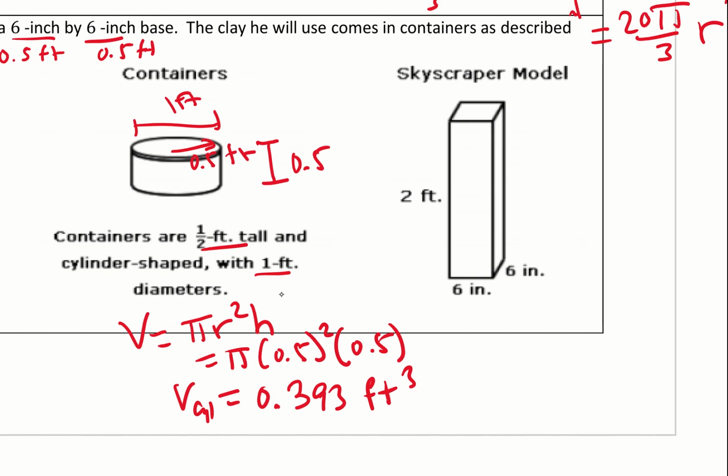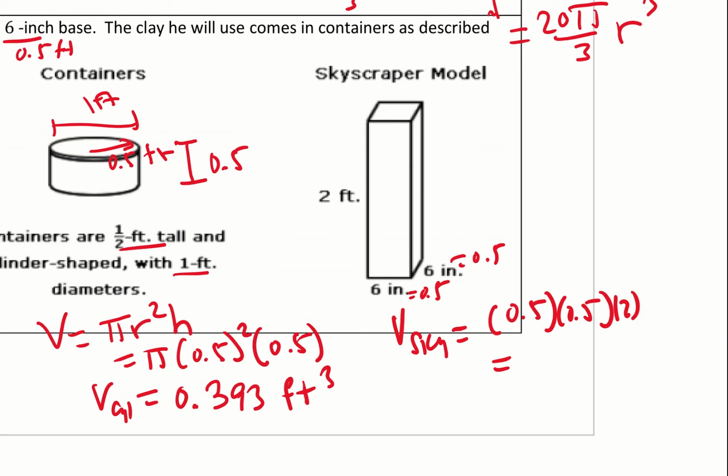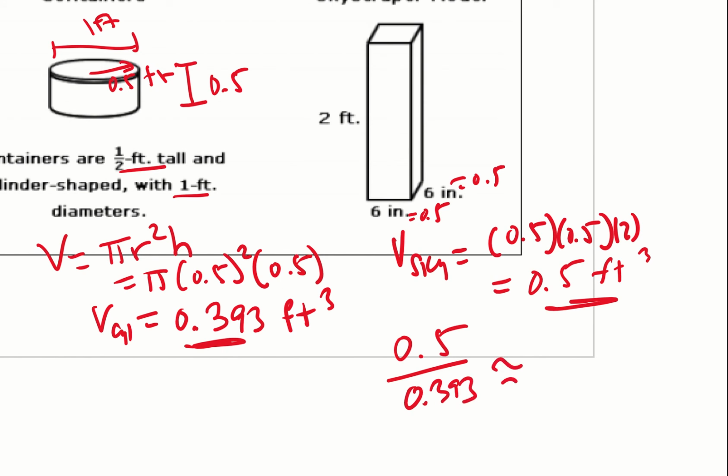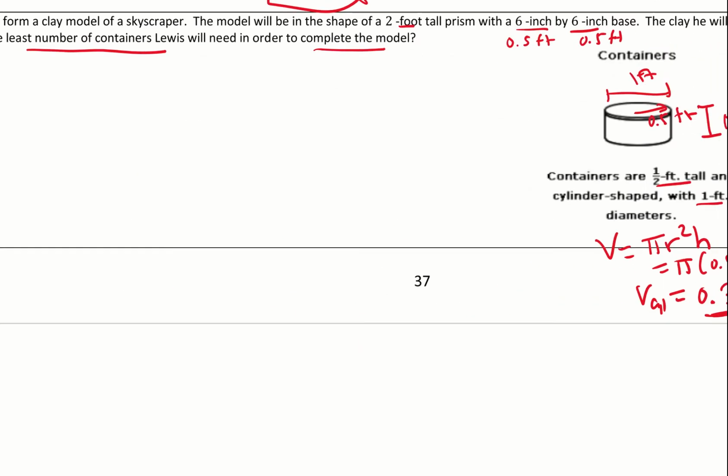Okay, so the volume of the skyscraper is, remember that this is 0.5, they're trying to trick you there, 0.5 times 0.5 times 2, which is half of 2 is 1, so it's 0.5 feet cubed. And then to figure out how many of these fit in here, I got to divide them. And if I did that, I get 1.27, which means I'll need 2 containers. So the answer is 2.